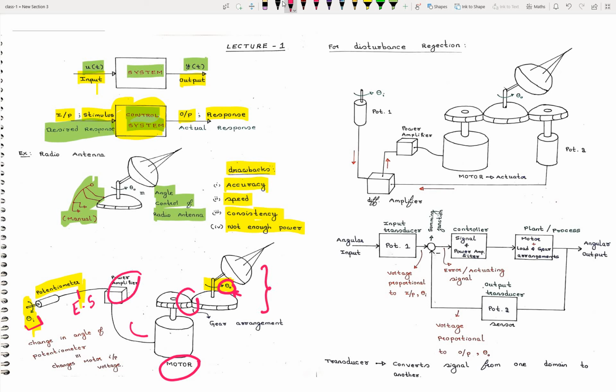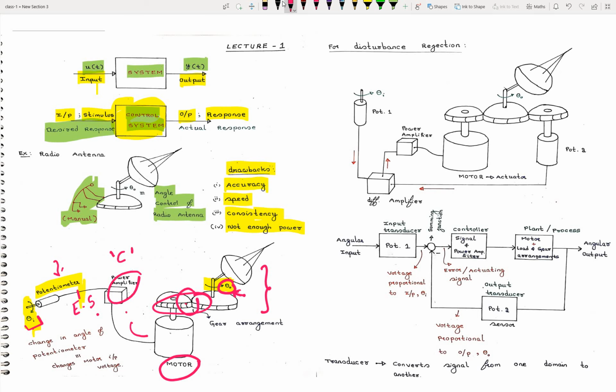Basically what I want to explain is the angle that we want to maintain here, theta naught. That we feed as theta i, and by using the potentiometer we get an electric signal corresponding to theta i. Then we use the power amplifier as controller. Here the power amplifier will act as controller. This controller output will be fed to the motor, and this motor output is in contact with this gear arrangement. In this way we can maintain the angle control.